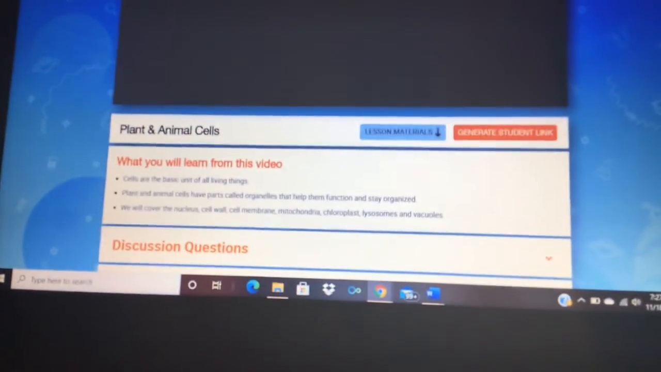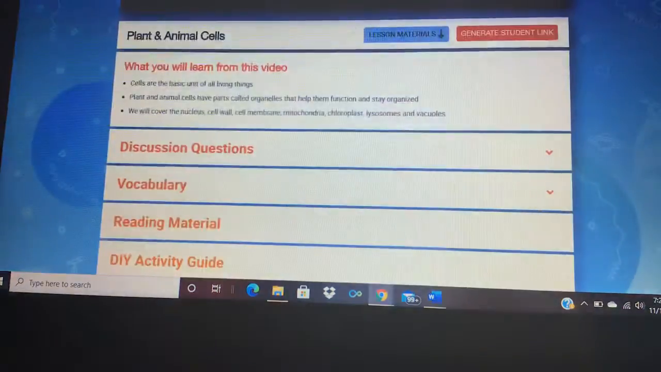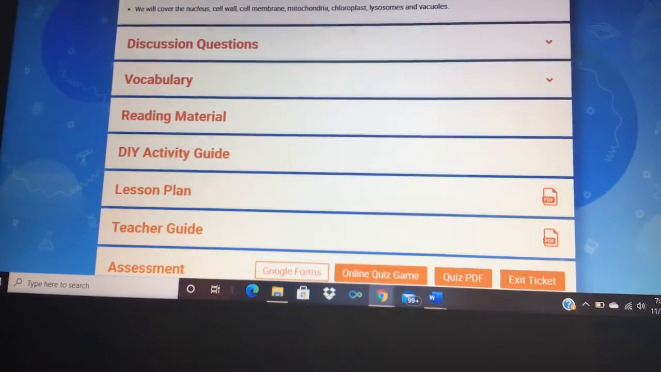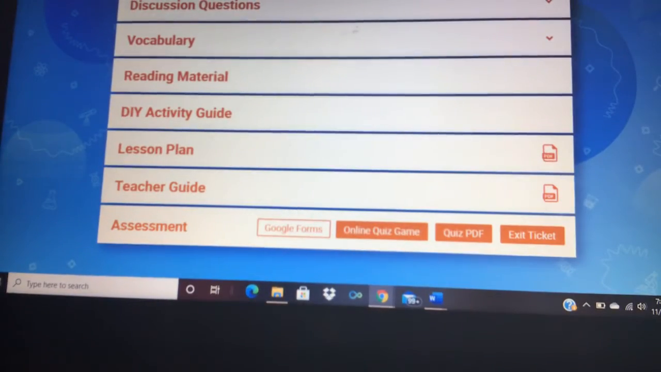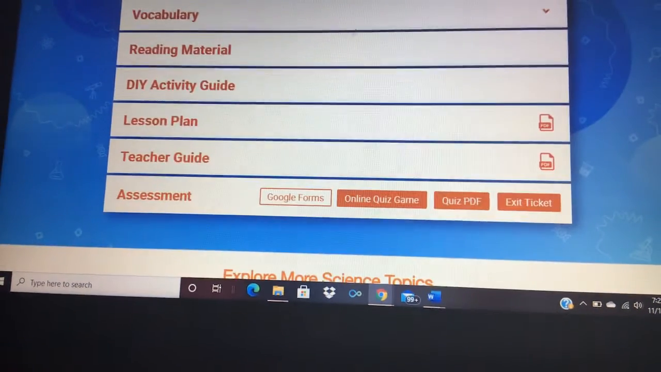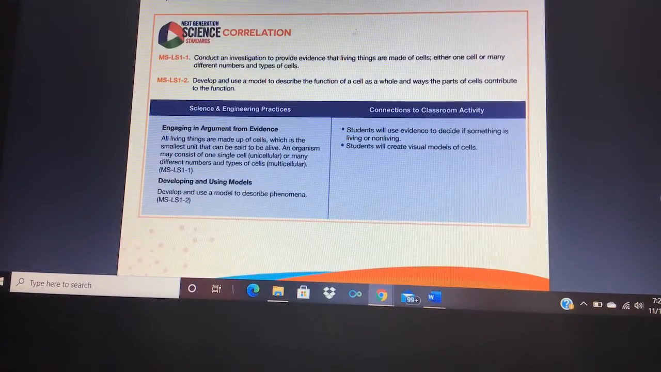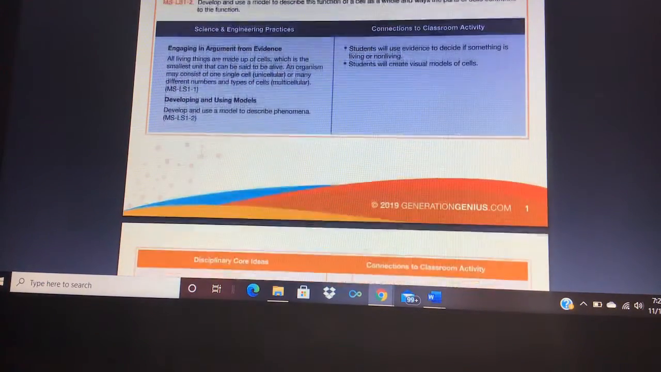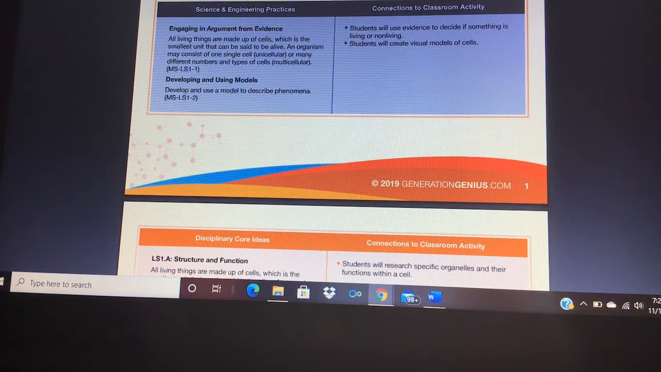So this is Generator Genius. It has discussion questions. It has the vocabulary, the reading material, and tells you what you're going to need for all your activity guides and your lesson plan. It actually comes in here and shows you the standard that it's working with and the science and engineering projects.